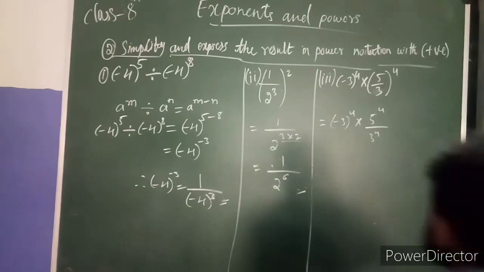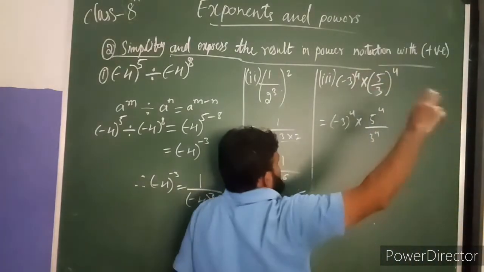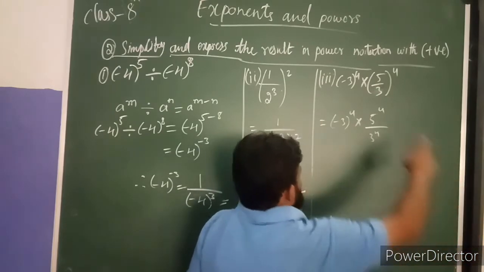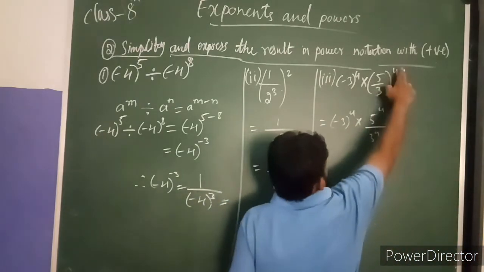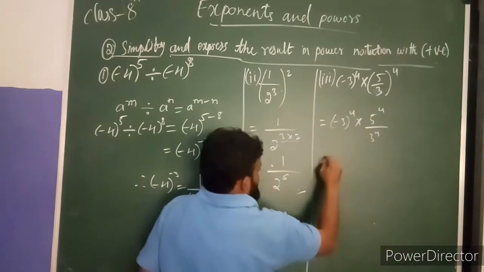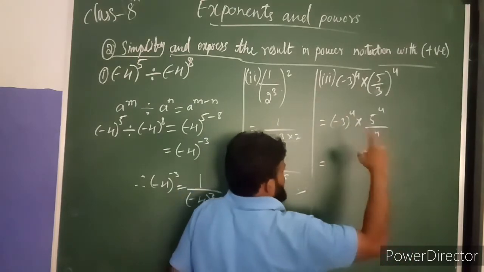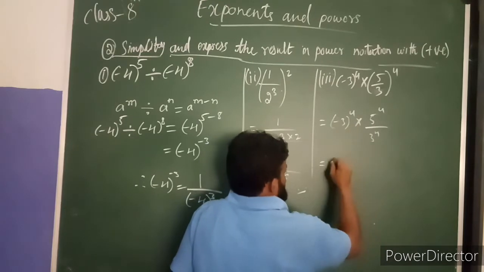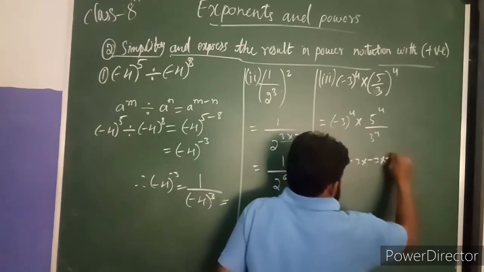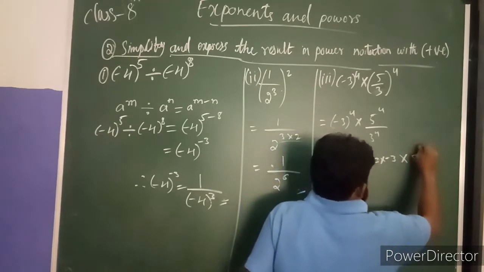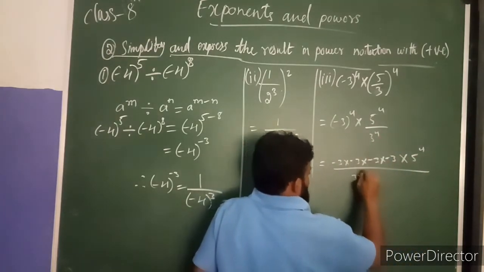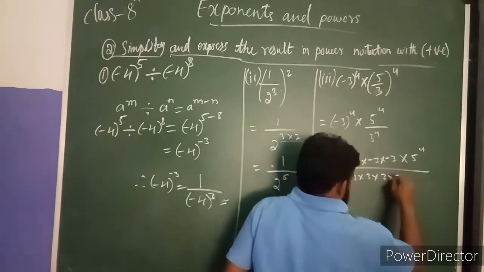Now the third one, minus 3 to the power of 4, separated as 5 to the power of 4 divided by 3 to the power of 4. See what we will get: minus 3 into minus 3 into minus 3 into minus 3, into 5 to the power of 4, divided by plus 3 into 3 into 3 into 3.